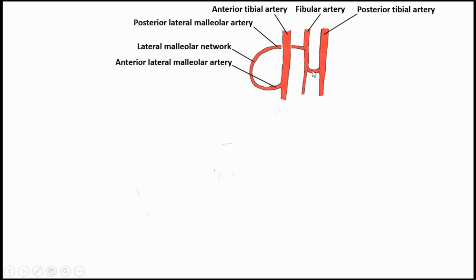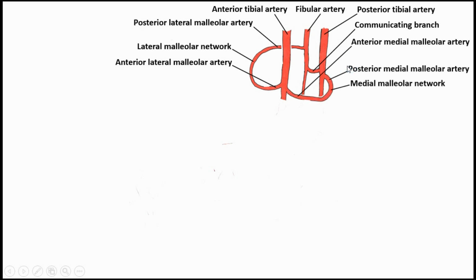In the distal leg, we also have a communicating branch between the fibular and posterior tibial arteries, and then a very similar thing, as happened on the lateral side, happens on the medial side. We have anterior and posterior medial malleolar arteries coming off the anterior tibial and posterior tibial, respectively, making a medial malleolar network. So that's as we leave the distal leg and transition into the ankle and tarsus itself.